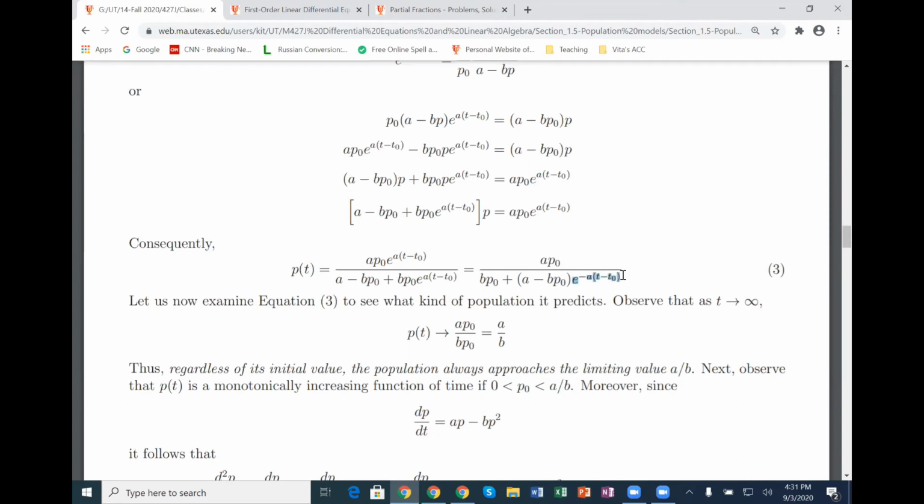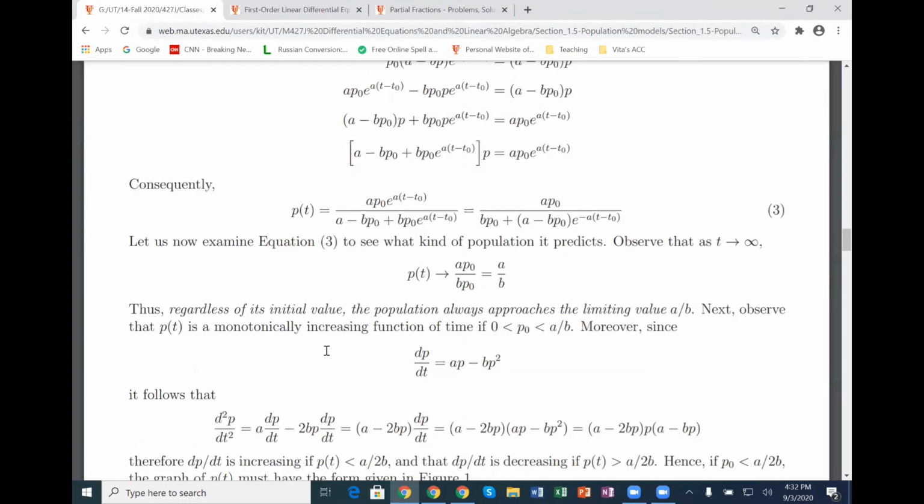Are you sure that you understand my explanations? Yes. Thank you. So, since this is close to zero, the whole thing is close to zero. Therefore, if t goes to infinity, this goes to zero, and the result follows. Did I answer your question? Yes. Thank you. Well, here's what we do next. So, we just observed that if t goes to infinity, p of t goes to a divided by b.